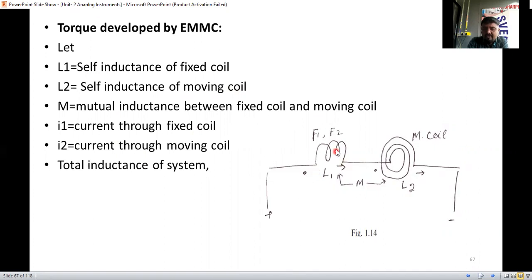So what is the total inductance? How can we write the total inductance here now? Total inductance L, you can write like this. L equal to L1. We can write first the self-inductance of this one.